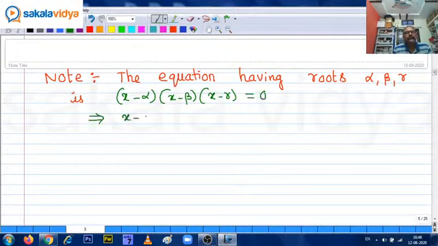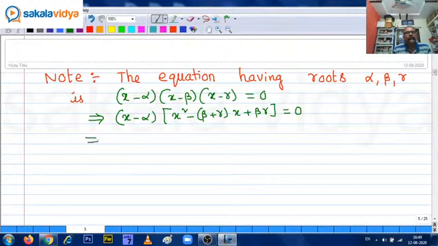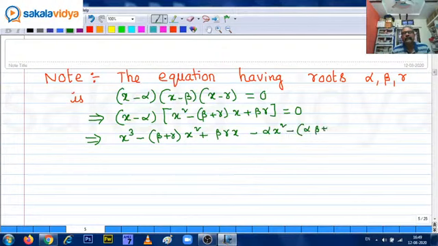We can write x minus alpha multiplied by x minus beta into x minus gamma, which is x square minus beta plus gamma of x plus beta gamma equal to 0. Again if you multiply with x minus alpha, you get x cube minus of beta plus gamma x square plus beta gamma x minus alpha x square minus alpha beta gamma alpha of x minus alpha beta gamma is equal to 0.